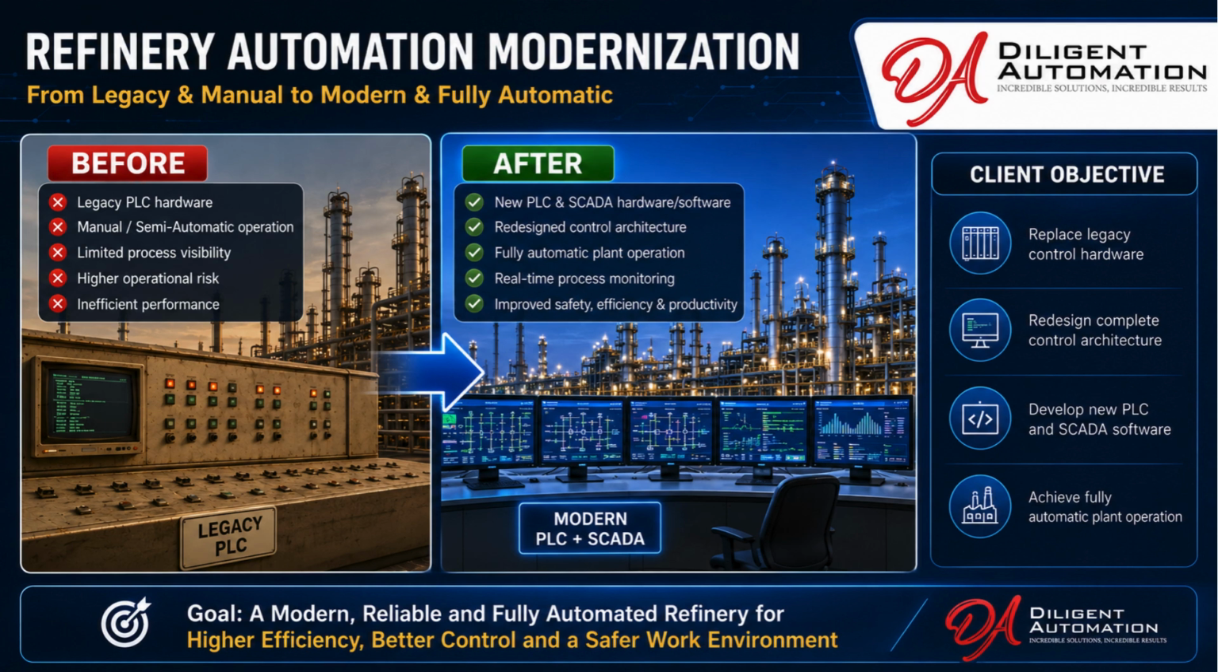The refinery is already in operation using legacy PLC hardware, with most of the process currently running in manual or semi-automatic mode. The client's objective is to modernize the entire automation system by replacing the legacy control hardware, redesigning the complete control architecture, and developing new PLC and SCADA software to achieve fully automatic plant operation.